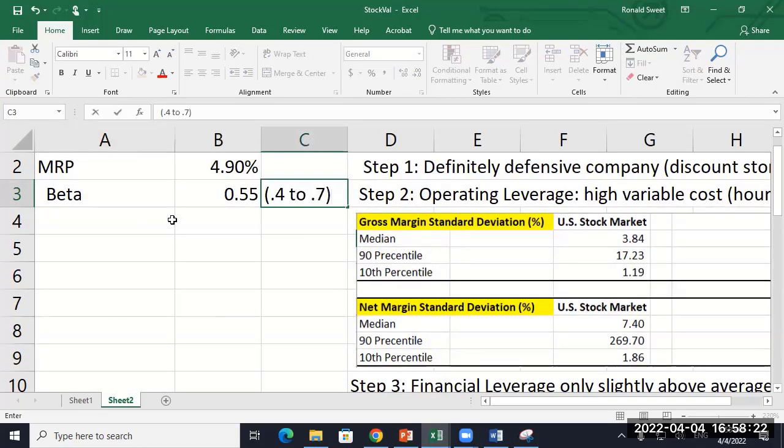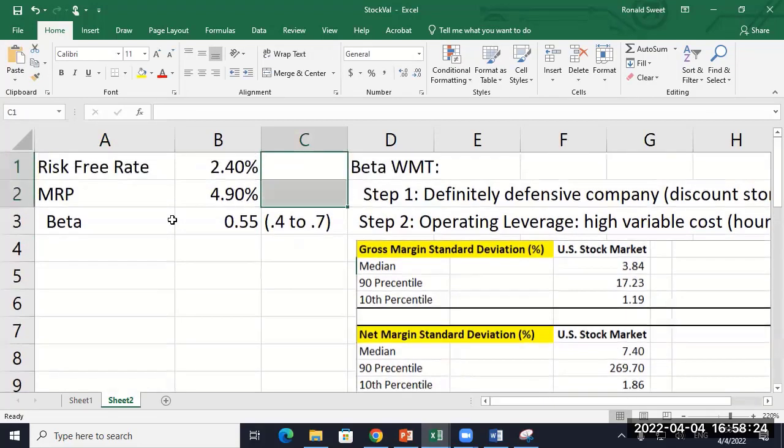Don't do sensitivity analysis on the risk-free rate or market risk premium. You don't need to because we're valuing Walmart to see how they stack up versus other stocks. Every other stock we're looking at is going to use the exact same risk-free rate and the exact same market risk premium, so there's no reason to do sensitivity on that. So the beta is the main thing.